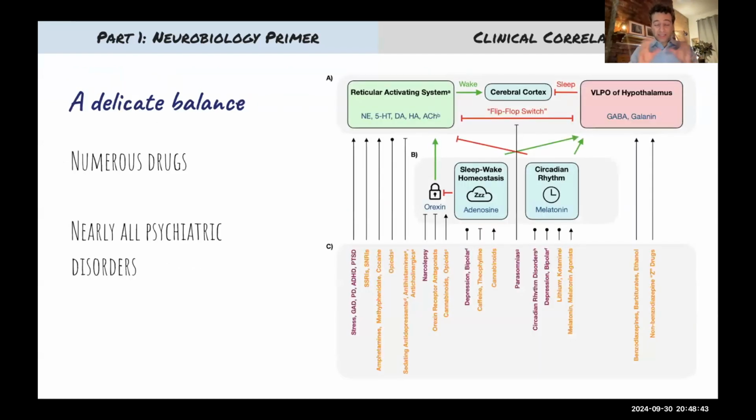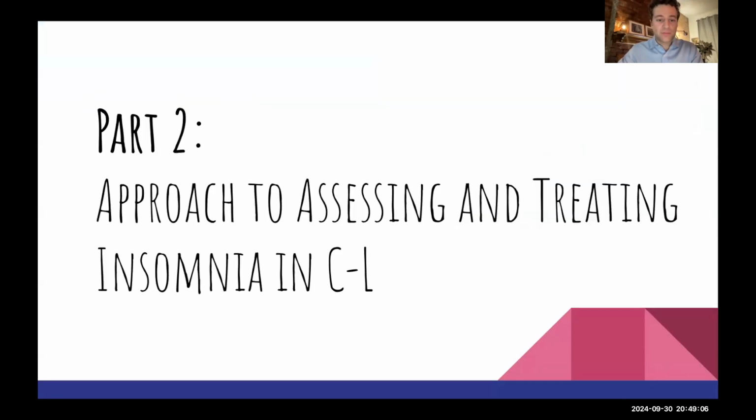And given the complexity of this neurocircuitry and the numerous components, it is no surprise why so many things could disrupt sleep. Sleep is such a delicate balance. There are numerous drugs highlighted here in orange. We're not going to go through them in detail right now, as well as nearly all psychiatric disorders that impact sleep by acting at different points of the circadian rhythm.